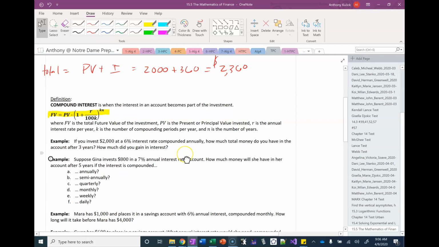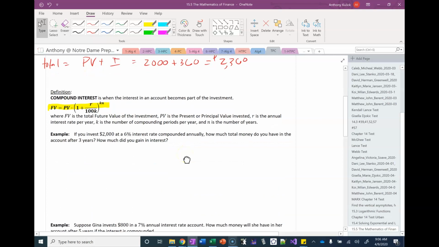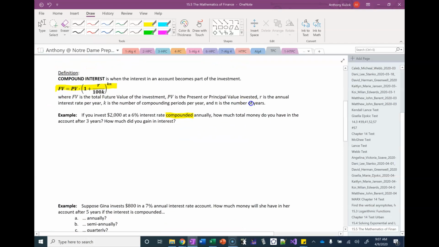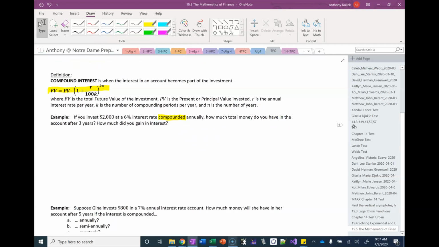So let's look at our first example. Let's say we invest $2,000 at 6% interest, compounded annually. How much money do you have in the account after 3 years? And then how much did you gain in interest? So this is a compound interest problem, and I can tell that because the word compound is in the description. So if we use the compound interest formula, we have this.